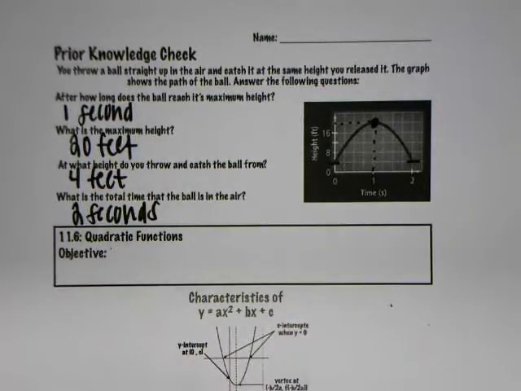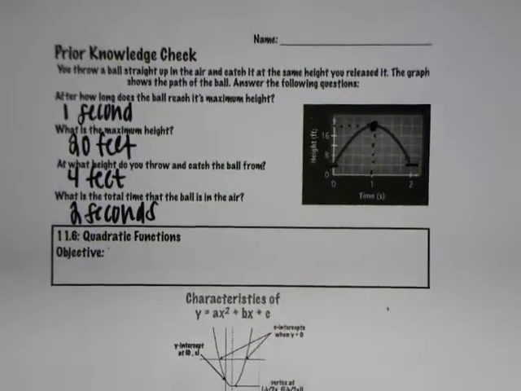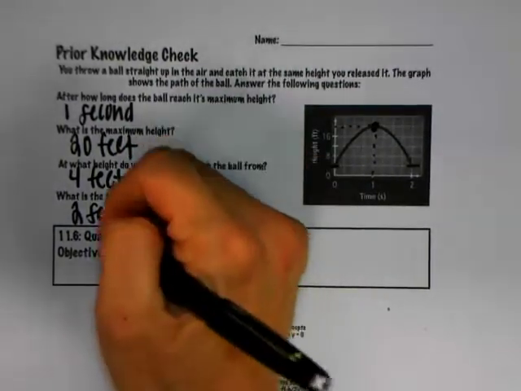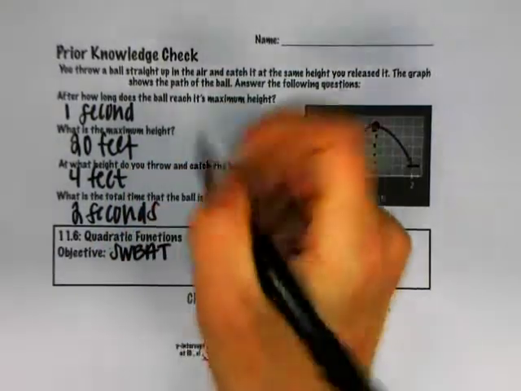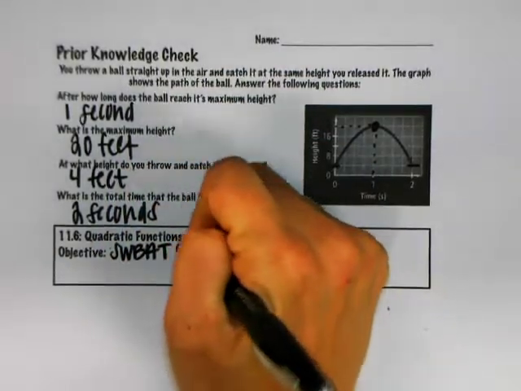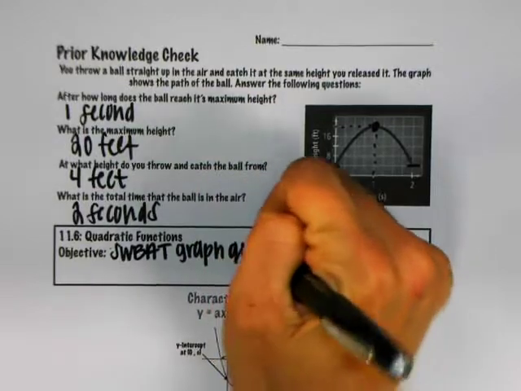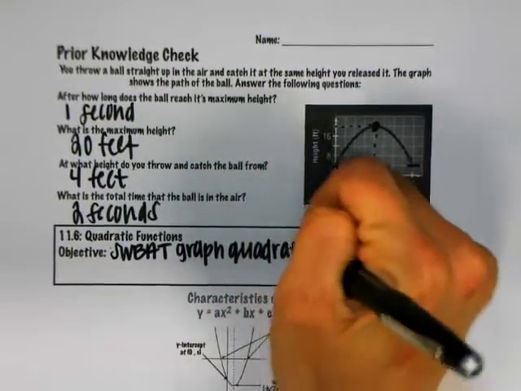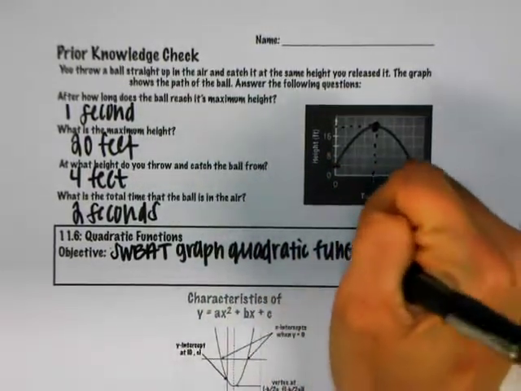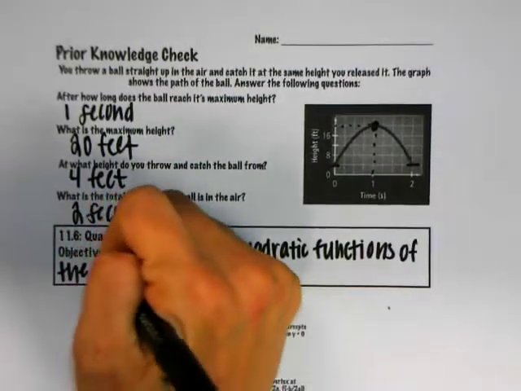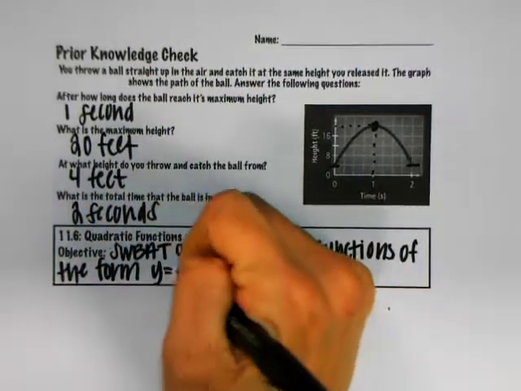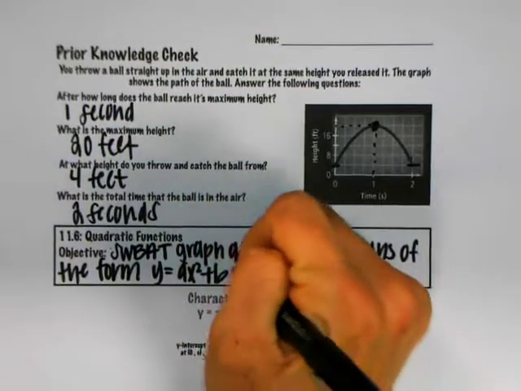Locked in, please. Okay, so we're doing more graphing, but this time it's standard form graphing, so your objective is students will be able to graph quadratic functions of the form y equals ax squared plus bx plus c.